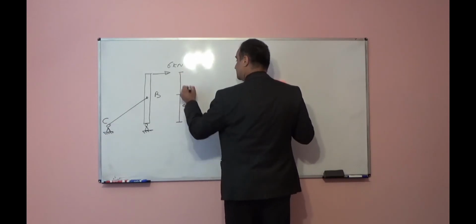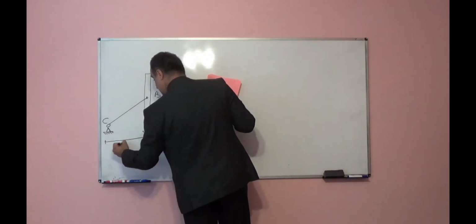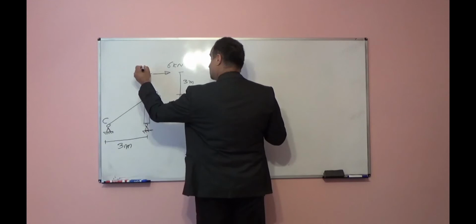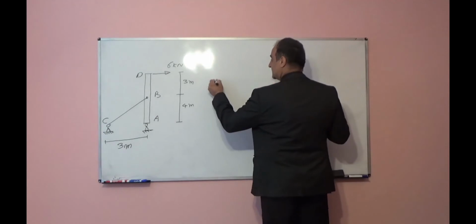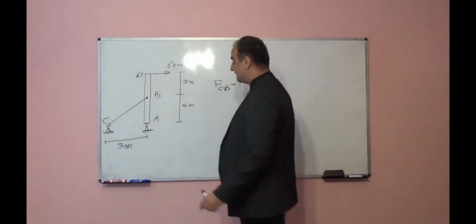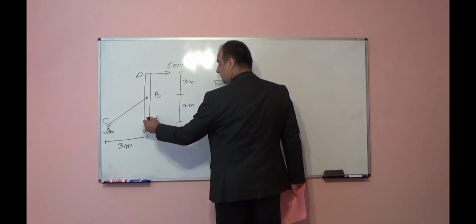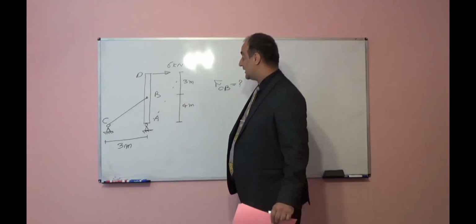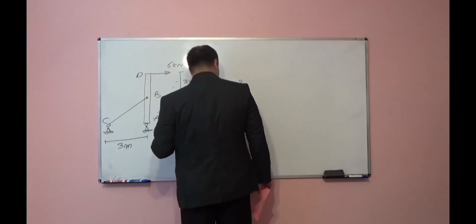4 meter, 3 meter, and this is 3 meter. So point A, B, C, D. I want to find internal force in member CB. You know, if we remove CB, what will happen? This column will rotate respect to point A like this, and it will not be in equilibrium, it will be unstable. So using this rope or cable, I keep this column in equilibrium.